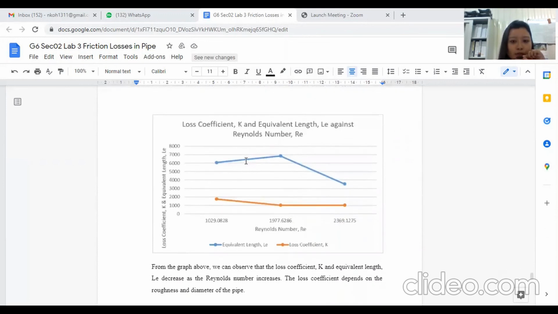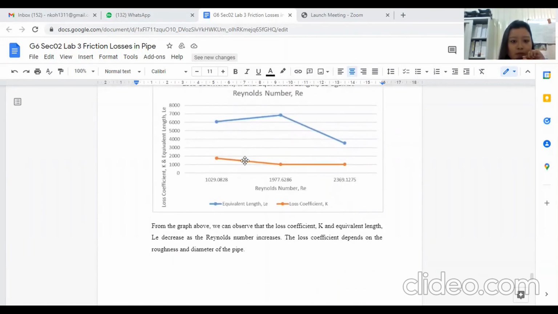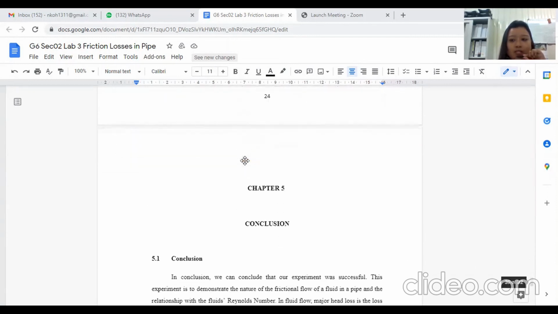For the loss coefficient and equivalent length against Reynolds number, from the graph above we can observe that the loss coefficient and equivalent length LE decrease as the Reynolds number increases. So the loss coefficient depends on the roughness and diameter of the pipe. So that is all from me.